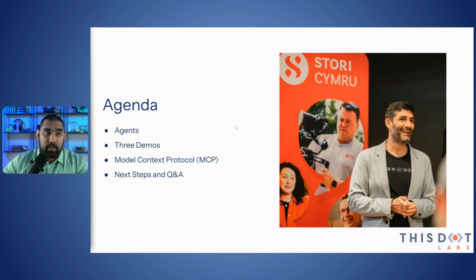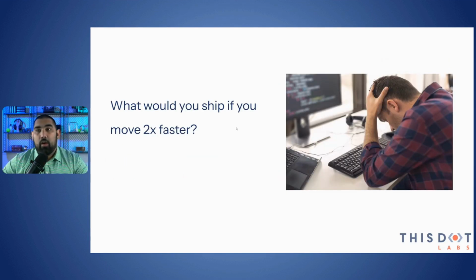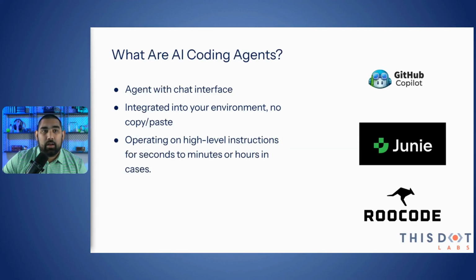So we have our agenda there. And so let's talk about this. What would you ship if you could move 2 times faster? I've already asked this in some variation. But really the idea here is going to Travis's point: I'd ask my team to knock out more tech debt if they had 30% more time. That right there is a huge thing.